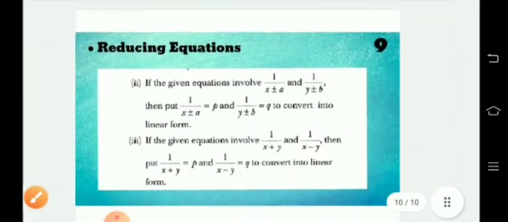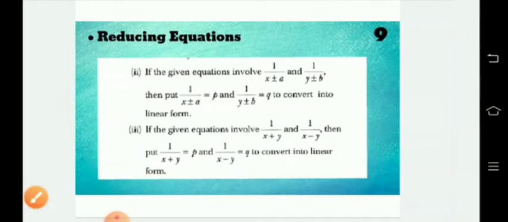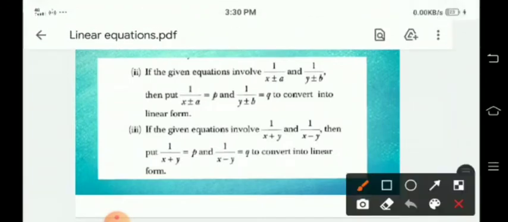Similarly, second case is if the given equation involves 1 by x plus a or x minus a and 1 by y plus b or y minus b, then put 1 by x plus a is equals to p and 1 by y plus b is equals to q to convert into linear form. अब कुनै पनि इक्वेसन गिवन फर्म चाहिँ कस्तो छ भन्दा चाहिँ 1 by x plus a is the coefficient, means 1 by x plus 2 छ भने and 1 by y plus 3 छ भने चाहिँ के भन्छ भन्दा चाहिँ 1 by x plus a लाई चाहिँ p लेख्नु अरे and 1 by y plus b लाई चाहिँ q लेख्नु अरे to convert into linear form.